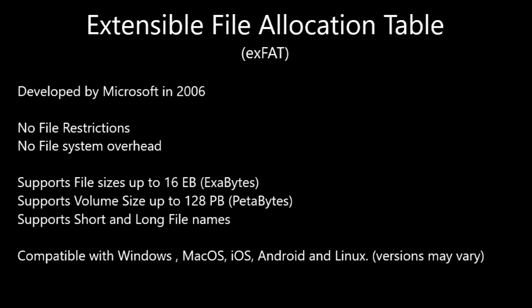Now, it is compatible with both Windows and Mac operating systems, plus Android and iOS devices. Extensible FAT does not have the file size restriction, nor does it have the file system overhead that you see in NTFS and APFS. It also supports long file names, file sizes up to 16 exabytes, and drive capacities up to 128 petabytes. Now, many flash storage media like Secure Digital's Extreme Capacity Flash Memory Cards use extensible FAT to achieve their high data transfer rate. You will also find that many memory cards with capacities over 32 gigabytes use extensible FAT.